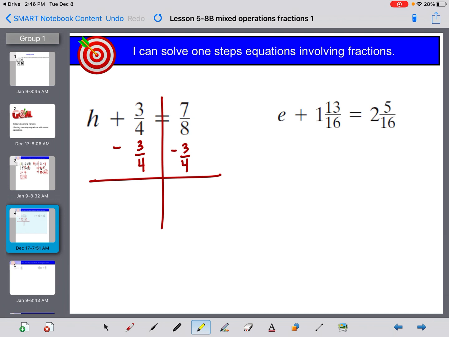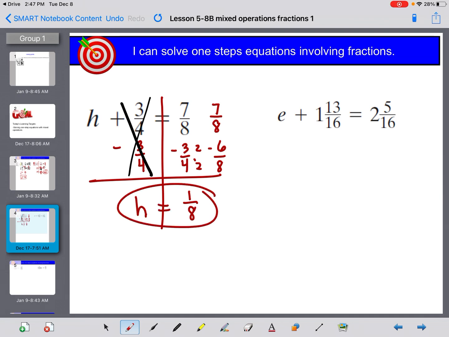All right, I look at my variable h. I see that h is adding 3/4. The inverse of adding 3/4 is to subtract 3/4 from both sides. Now I need to remember my rules for subtracting fractions, and that is that they need to have a common denominator. These are rules you need to memorize. 7/8 minus 6/8 is 1/8. So H equals 1/8.